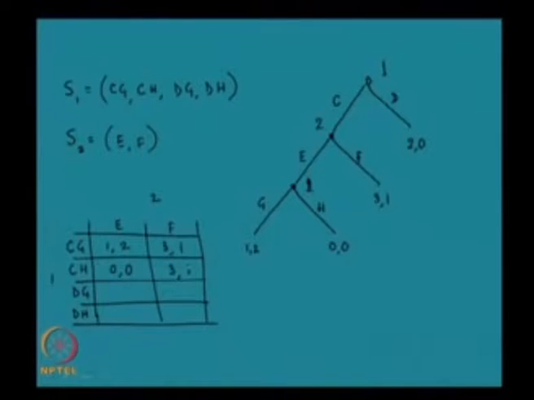If the strategy of player 1 consists of the action D, obviously the game is ending in this 2, 0 terminal node itself. So all this payoff for these strategy profiles will be 2, 0.